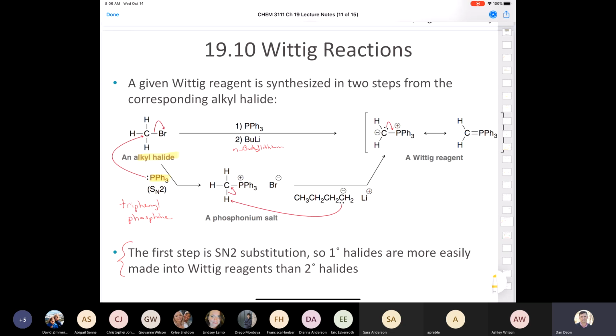So again, we're showing methyl bromide. That's methyl bromide right here. And of course, we're treating that with triphenylphosphine. It does an SN2. And then the next step is going to be to treat it with butyl lithium. So n-butyllithium is this compound right here. We have a negative charge on that carbon. So as you can imagine, that's very basic. And that's going to be able to remove a proton from the phosphonium salt in order to form the Wittig reagent. And again, you can draw it either as the ylid or the ylene.